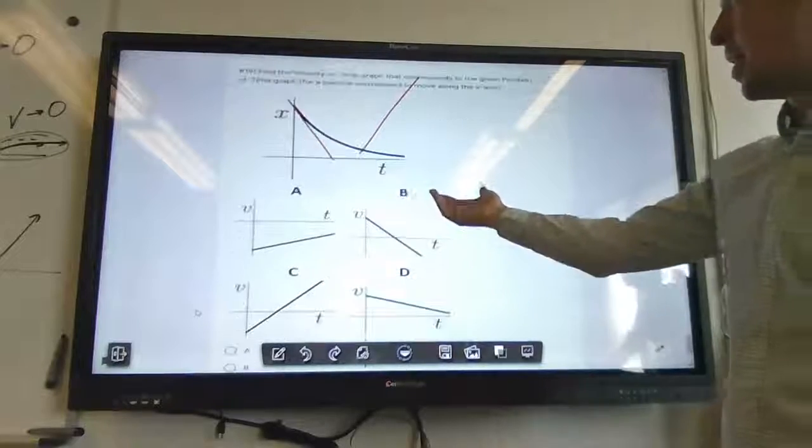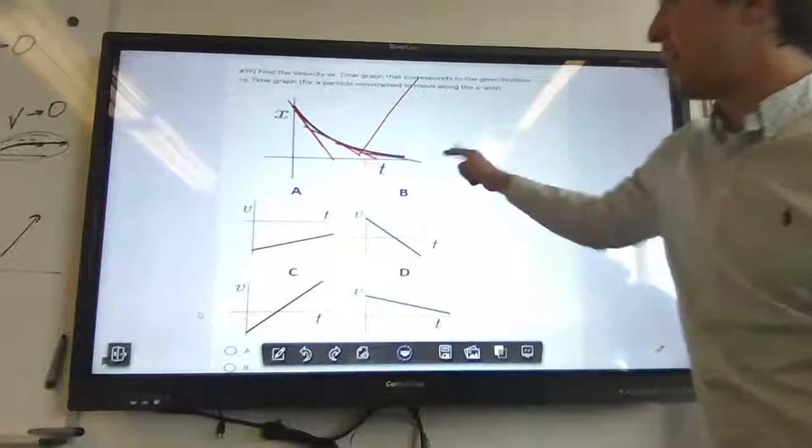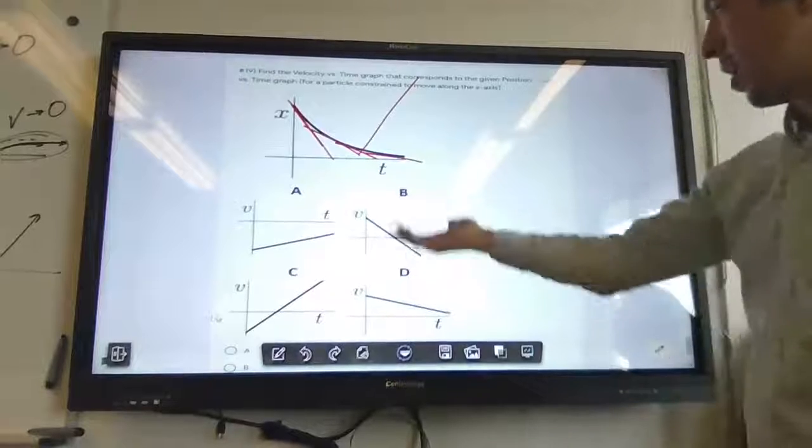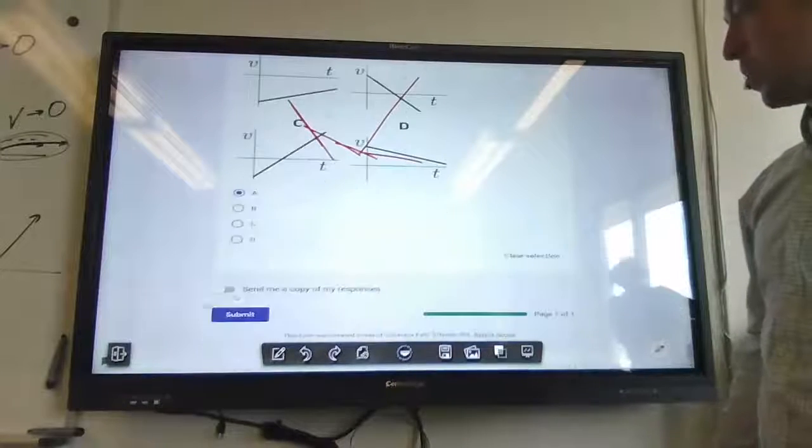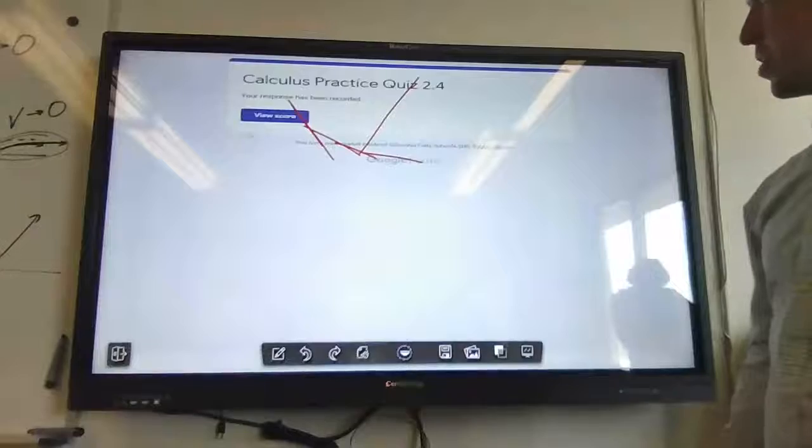And then the next one is negative slopes the whole time. So that's going to be choice A. So those last couple should be hopefully pretty intuitive.